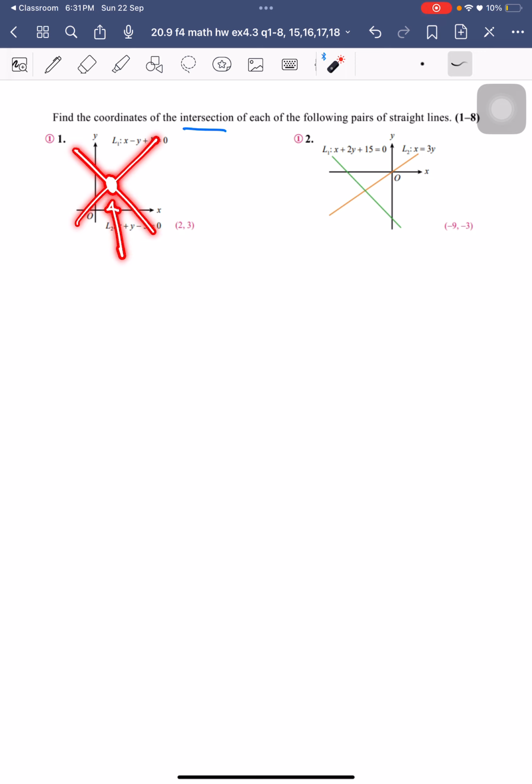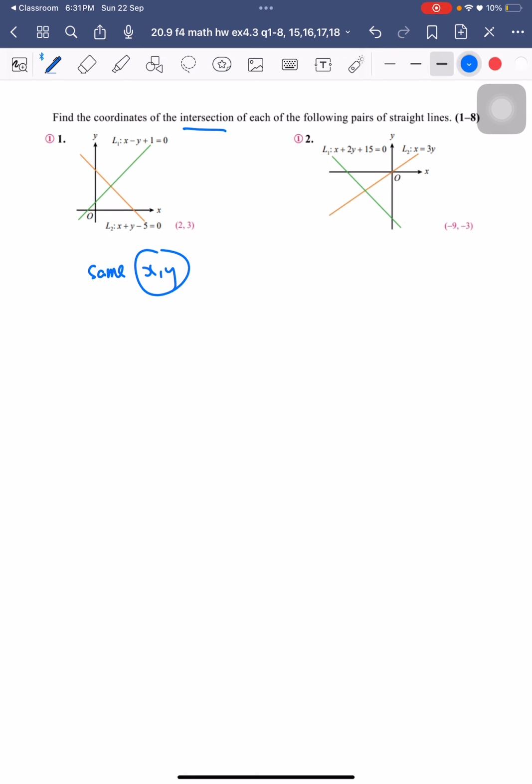If you want to find this intersection, it means that they have the same x and y coordinates, which means that we can set these two equations to be the same. So now we have L1, which is x minus y plus 1 equal to 0, and L2, which is x plus y minus 5 equal to 0.